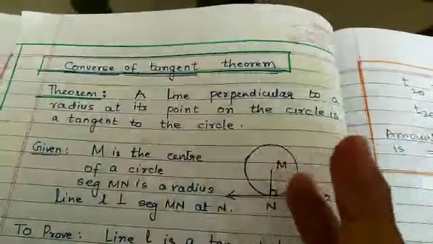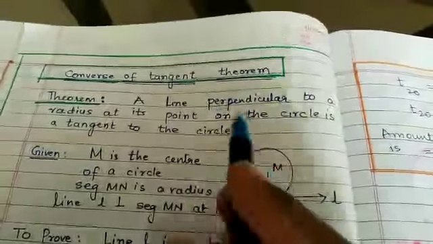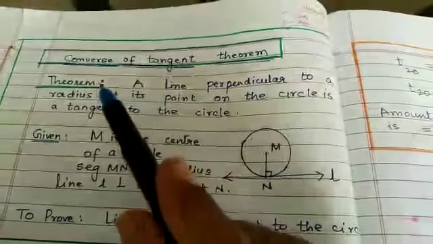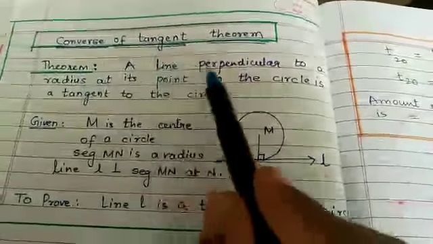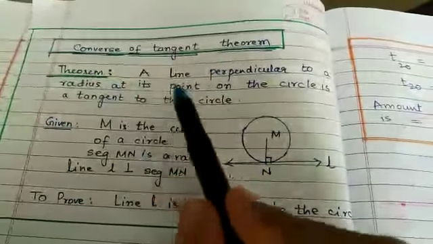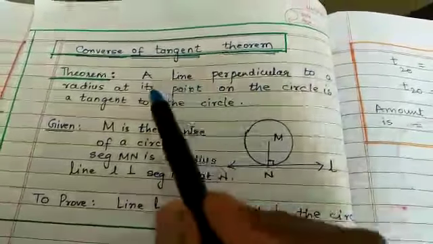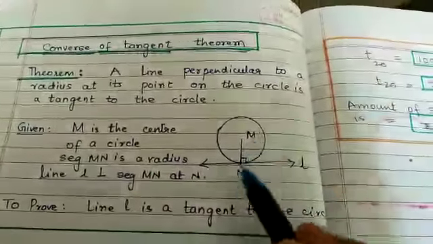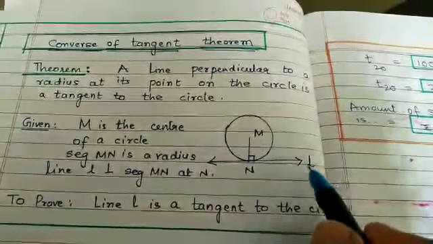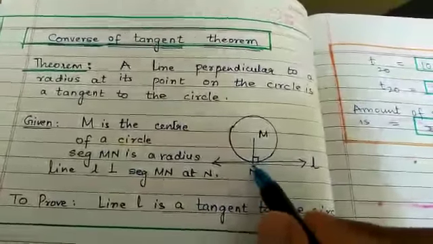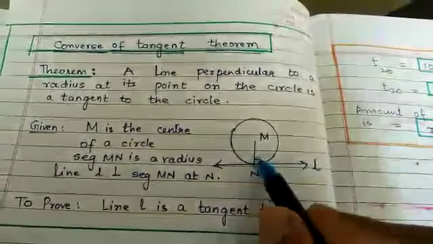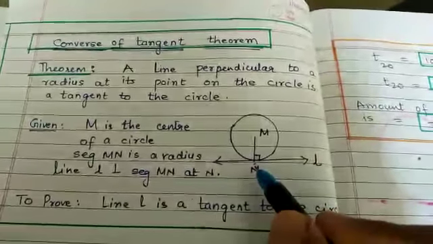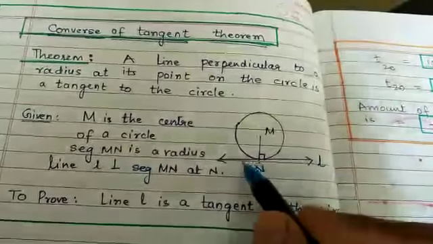Now we have a theorem, the converse of the tangent theorem. Tangent theorem का उल्टा, उसका opposite, converse of tangent theorem. What does this theorem say? Theorem: a line perpendicular to a radius at its point on the circle is a tangent to the circle. It means that if line L is perpendicular to the radius at the point of contact, then we can say that line L is a tangent.